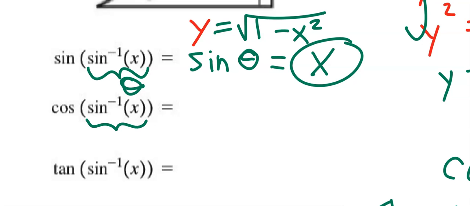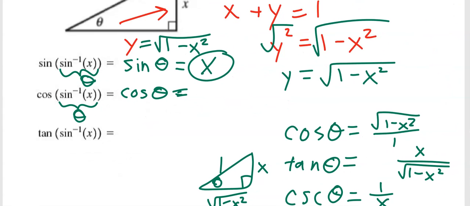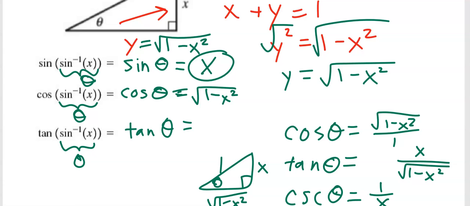Okay, so what's this part inside sine inverse of x? It's supposed to give you an angle, right? That part is theta, right? So this question is really cosine theta. So what are we getting? Same thing you wrote down earlier, right? The square root of 1 minus x squared. It's okay if you wrote over 1. It's not going to hurt anybody. This part in here, that's my theta, so this is really tangent theta. We already have that. X over the square root of 1 minus x squared.